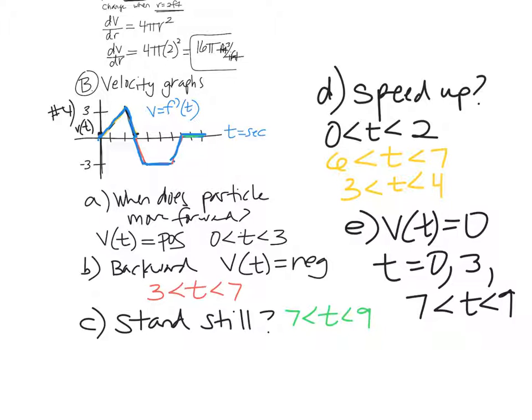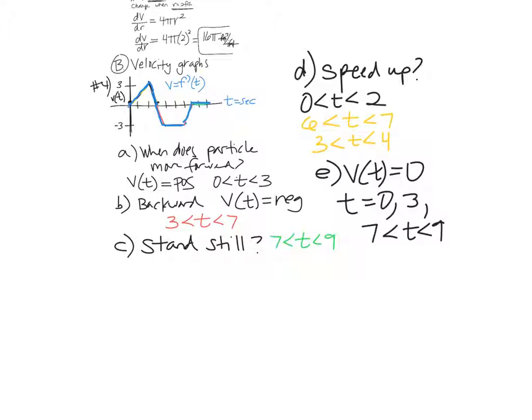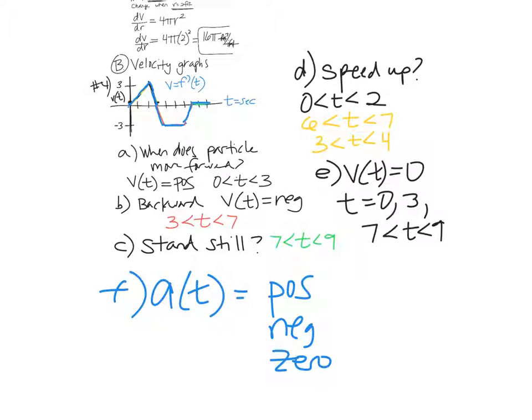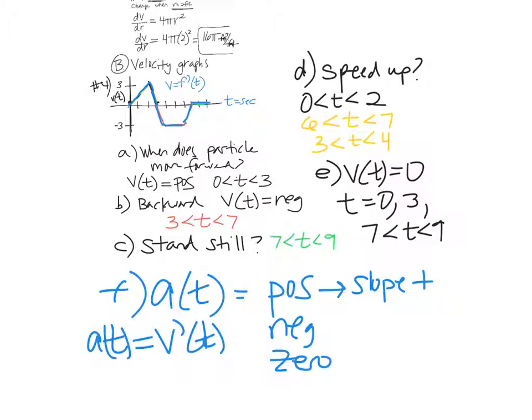Okay? All right. Now, they are going to ask you for acceleration. I'm not going to ask you for the acceleration graph, but I am going to ask you, letter F, when is the acceleration positive, negative, or 0? Now, think about this. Acceleration is the derivative of velocity. The derivative is rate of change. So where I'm looking at acceleration being positive, that's when my slope is positive, right? So where do I get a positive slope on this graph?